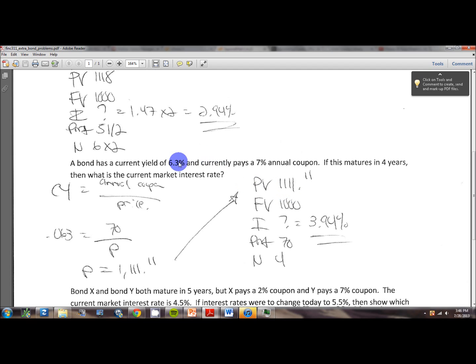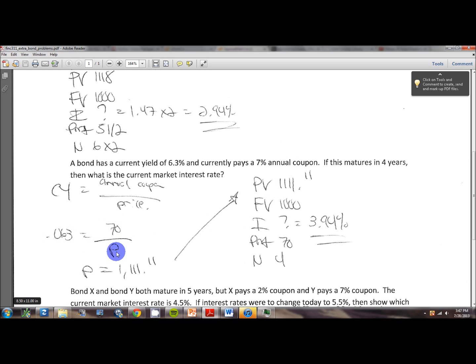That is where the current yield information comes into play. Remember, the equation for current yield, which is written right here, is current yield is equal to the annual coupon, that has to be a dollar number, divided by the current price. Okay? So you know the yield is given to you at 6.3%, so that's 0.063. You know the annual coupon is $70, which you can get from here. So you plug that guy right in there, and then you're left with one equation with one unknown.